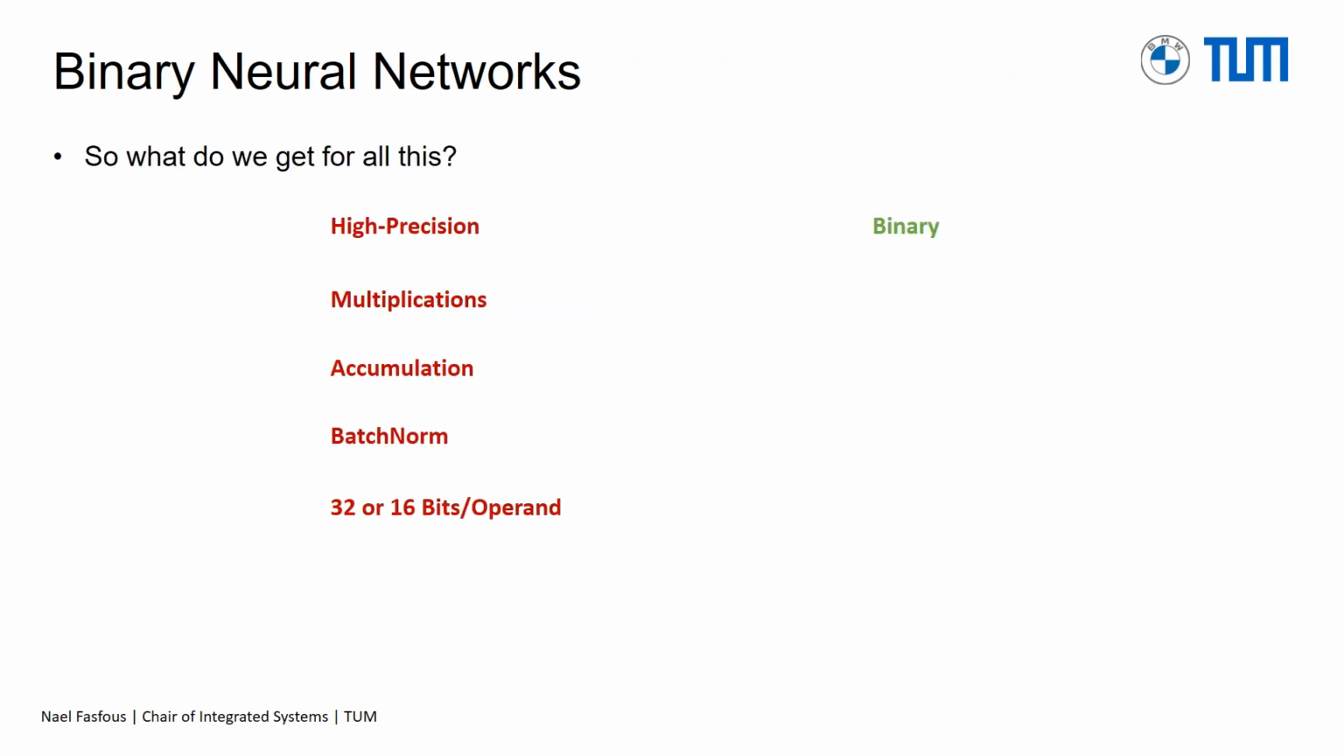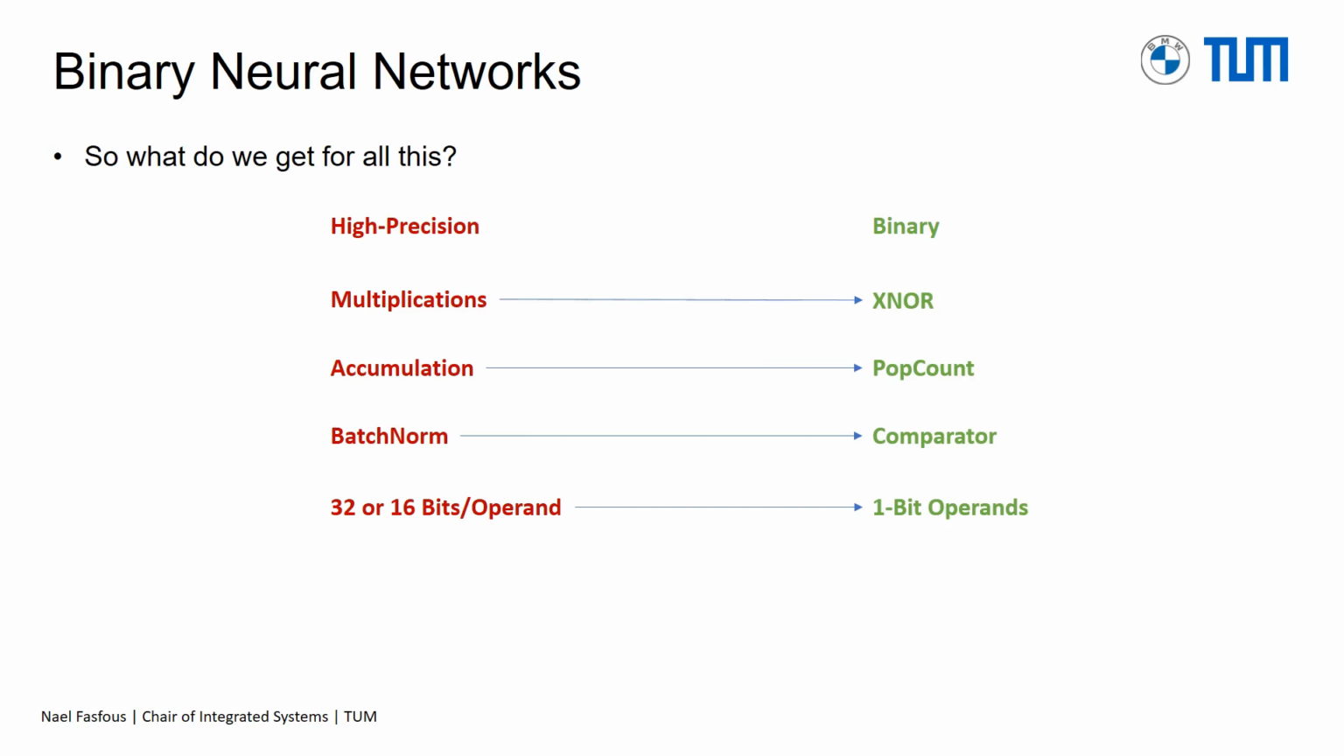So what do we get in exchange for this complex training scheme? High-precision networks typically have lots of multiplications, accumulation, and batch norm operations, which are difficult to execute on edge devices, and we have wide operands that are 16 or 32 bits wide. In the binary domain, multiplications can be replaced with inexpensive XNOR operations, accumulation can be replaced with popcount, batch norm can be replaced with a comparator, and our 32-bit wide operands are now only 1 bit, which heavily reduces the memory requirements on our edge device.